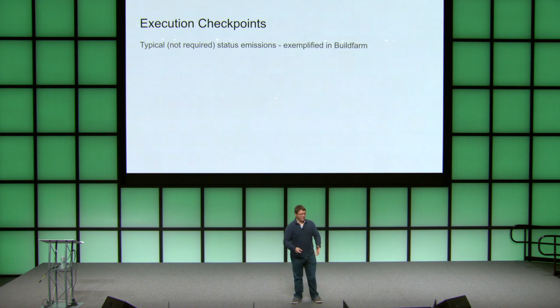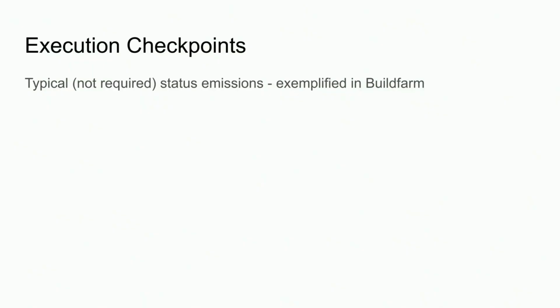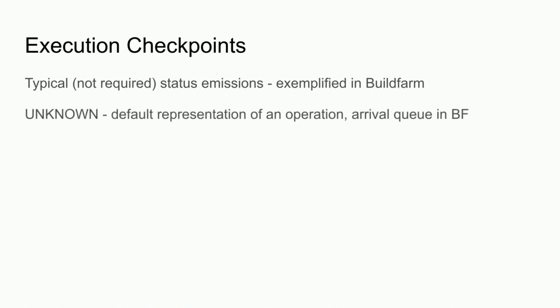During the execution, the client doesn't have anything else to do because he's literally sitting there waiting for the remote side to do something. So along that path of performing those executions, we have some typical, and these are not required, you don't actually require any of these except for the completion, status emissions from the remote system. And these are exemplified in Build Farm. You can go check out their code. The other thing about this is that we try to only emit these statuses once so that you can use them as a phase sequencer as a client.